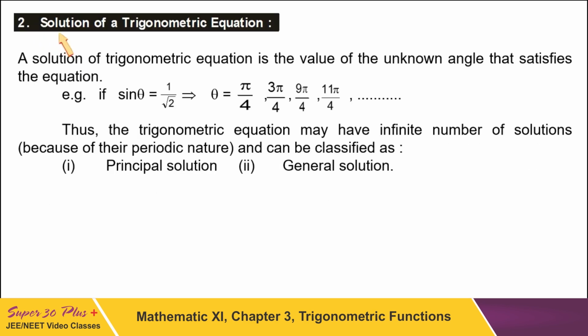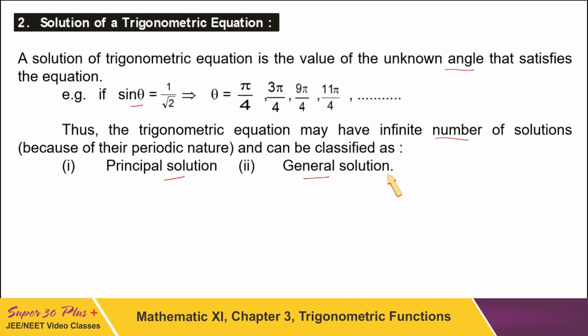What is the meaning of the solution of a trigonometric equation? A solution of a trigonometric equation is the value of the unknown angle that satisfies the equation. For example, if sin theta is equal to 1 by root 2, then you can say theta is pi by 4, 3 pi by 4, 9 pi by 4, 11 pi by 4, etc. Thus, trigonometric equations may have an infinite number of solutions because of their periodic nature and can be classified as principal solution and general solution.